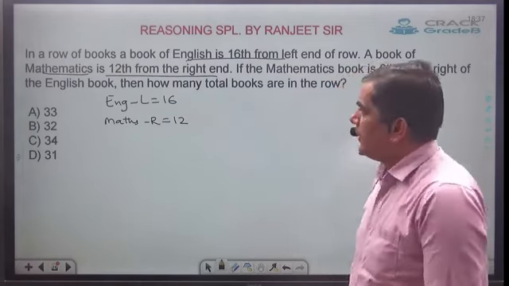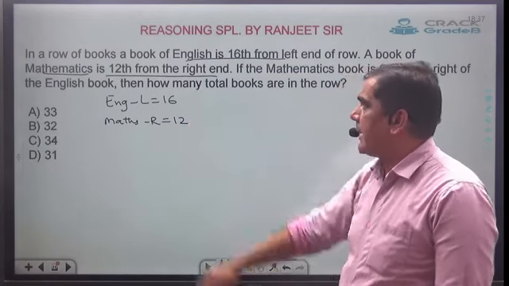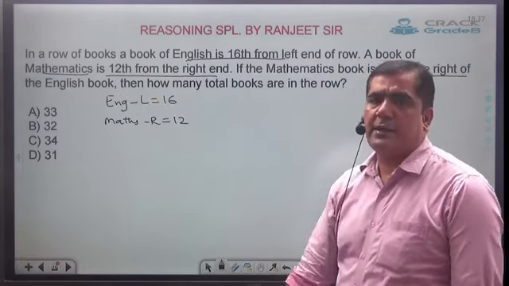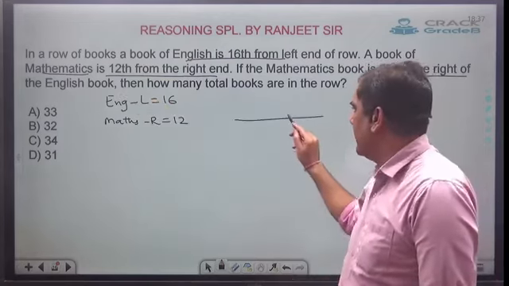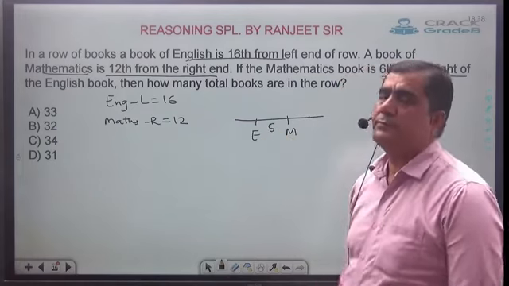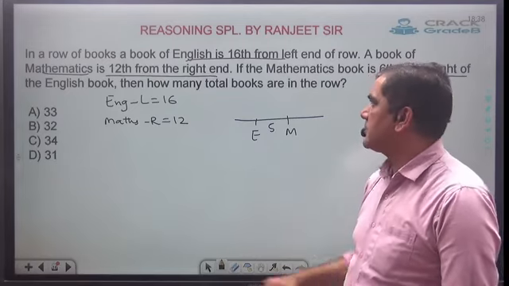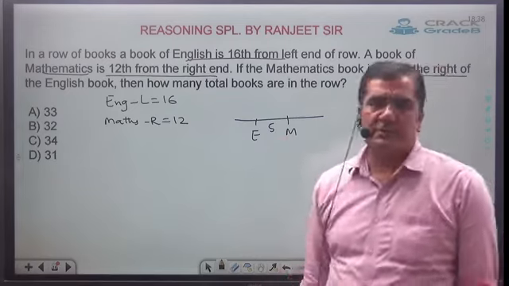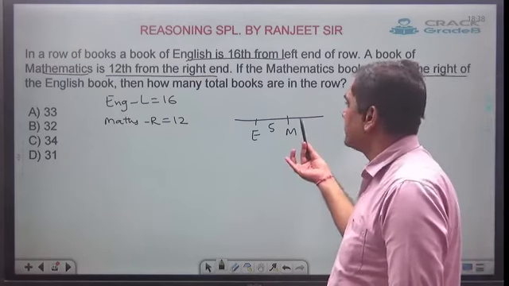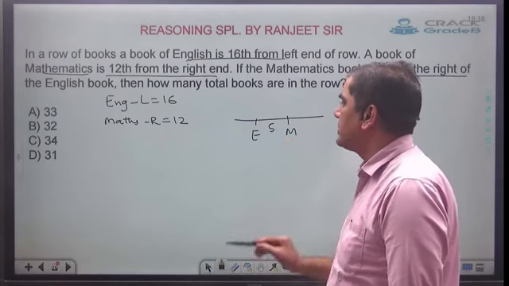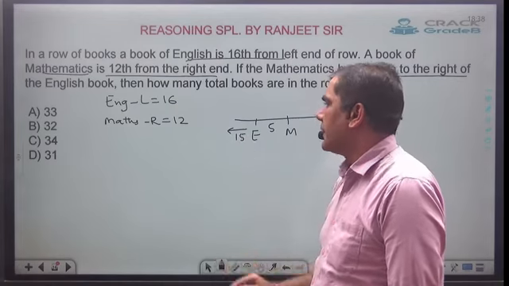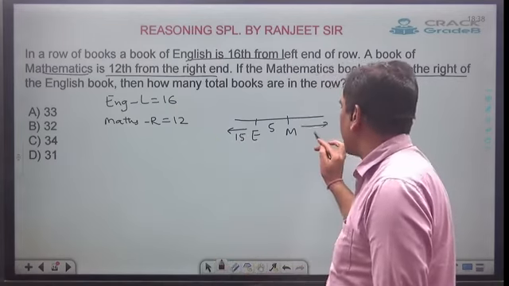Okay. So English is 16 from left, maths is 12 from right. If the mathematics book is 6 to the right of English, again they have given a clue. That maths book should be 6 to the right of English. Means in between these two must be 5. We have seen this. Now English is 16 from left, so to the left must be 15. Maths is 12 from right, so to the right must be 11.